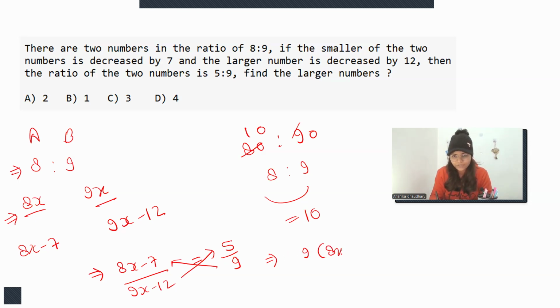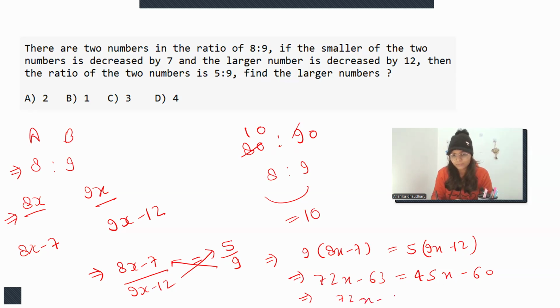I'm doing each and every step here, right? So that you can understand easily. 9 times (8x minus 7) equals 5 times (9x minus 12). So what will it become? It will become 72x minus 63 equals 45x minus 60. Now moving forward, this 45x will come here, and it will be 72x minus 45x, because when it changes side, it will be negative, since this is the positive value here. So when changing side, it will be negative, then minus 60, and then this 63 will go here, so it will change its sign, so it will become plus 63, right?